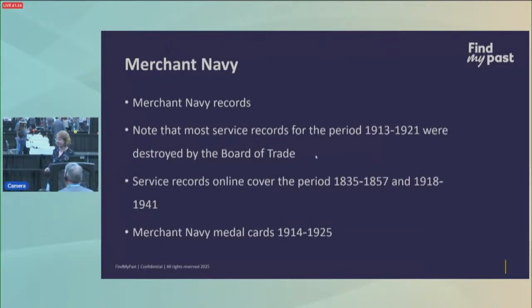So Merchant Navy records include most service records for the period. They were destroyed by the Board of Trade. Sorry about that. Service records online cover from 1835 to 1857 and then 1918 to 1941. And so then we're missing kind of the most important years of the war, right? But we do have the medal cards from 1914 to 1925. So that's kind of our primary source for the Merchant Navy.